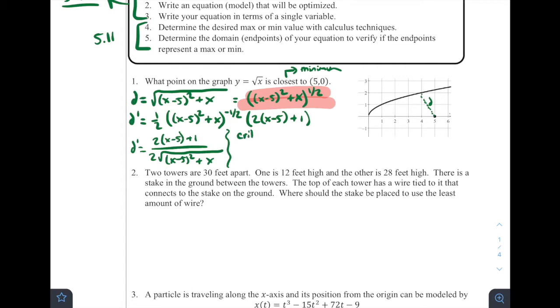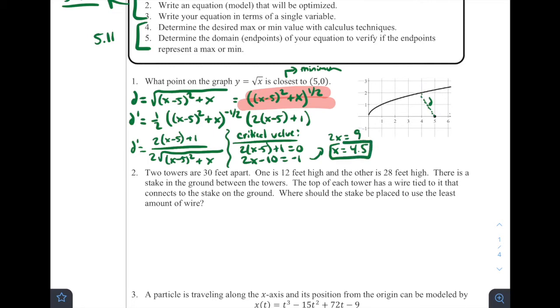So to find the critical value, we're going to set 2 times (x minus 5) plus 1 equal to 0. So then we're going to say 2x minus 10 is equal to negative 1. So 2x is equal to 9. And then we're going to say that x is equal to positive 4.5. So what does that mean? This is the only critical value.